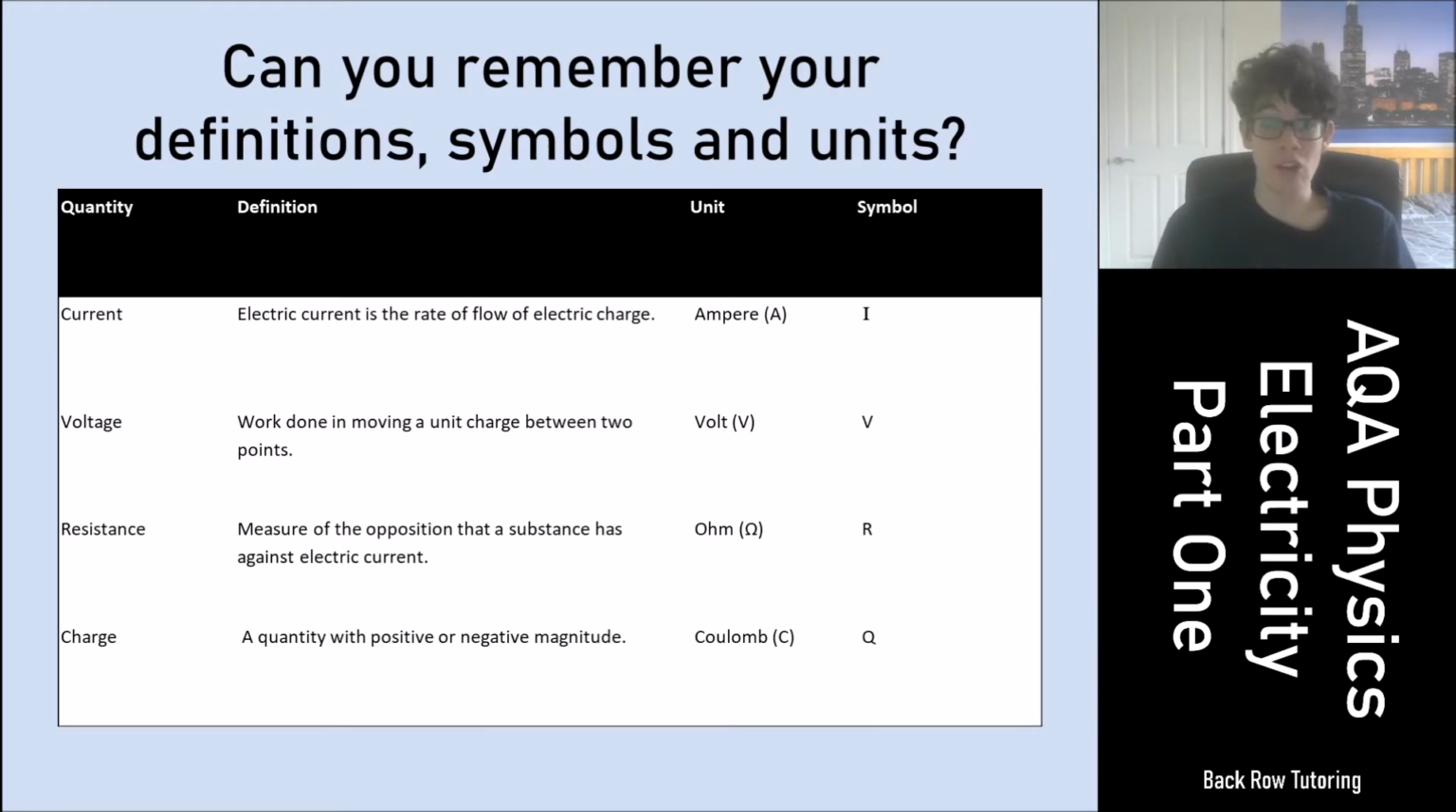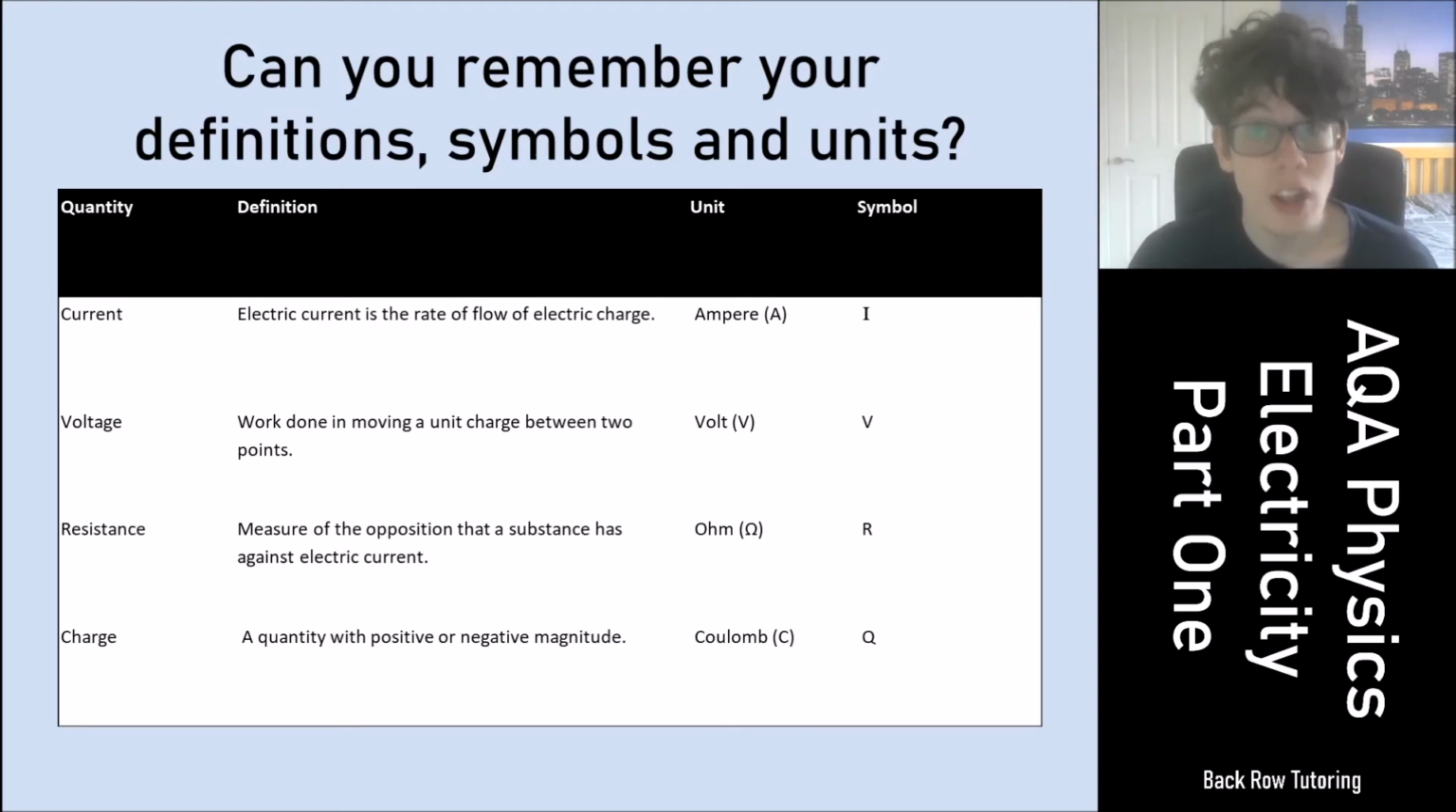So quantity, current, definition. Electric current is the rate of flow of electric charge. Unit, ampere, or amps for short, and the symbol for that unit is A for amps. The symbol for current is I. So in equations you might see V equals IR for voltage equals current times resistance, and you're just given these symbols. So voltage, well, that is the work done in moving a unit charge between 2 points.